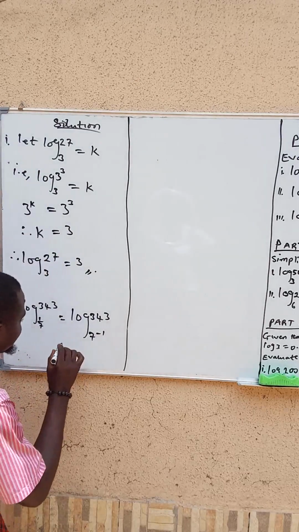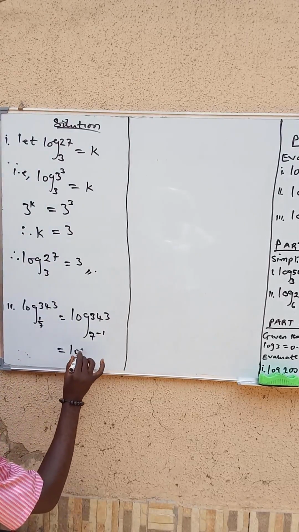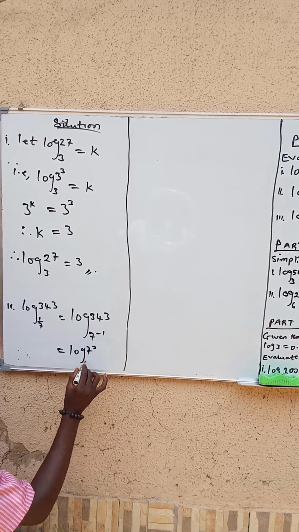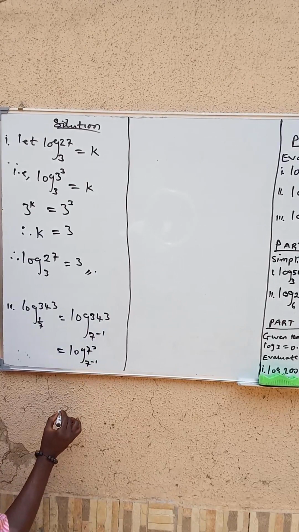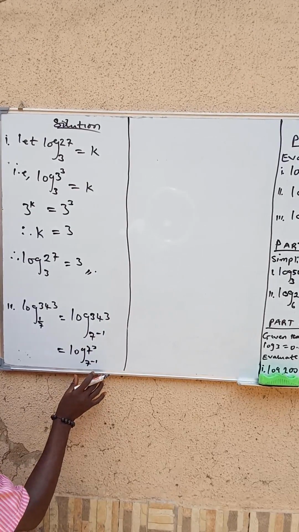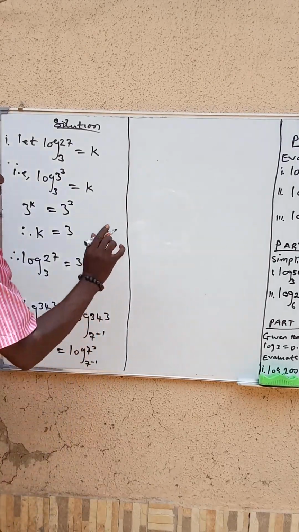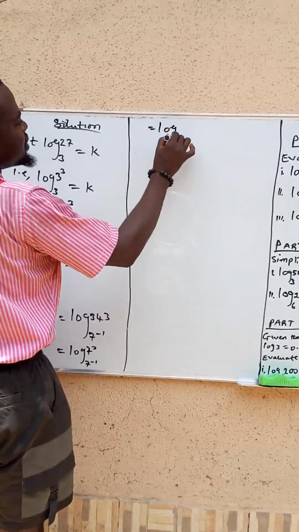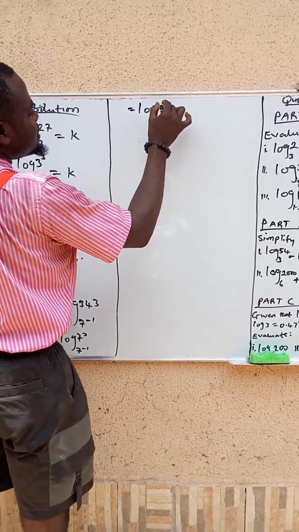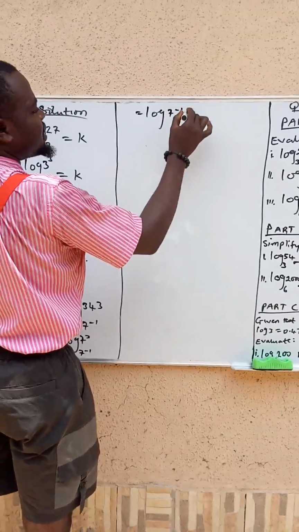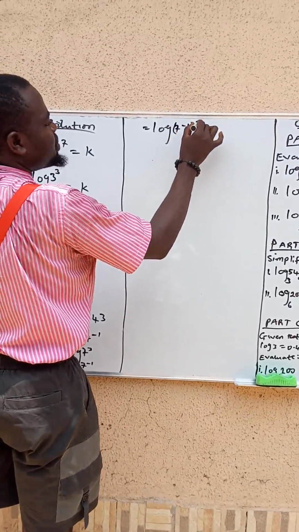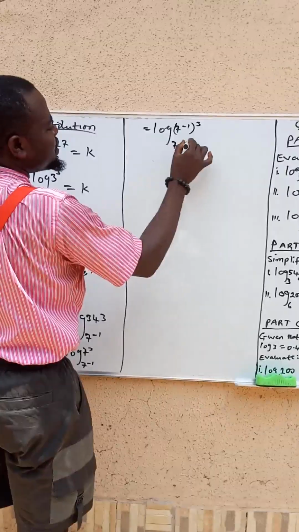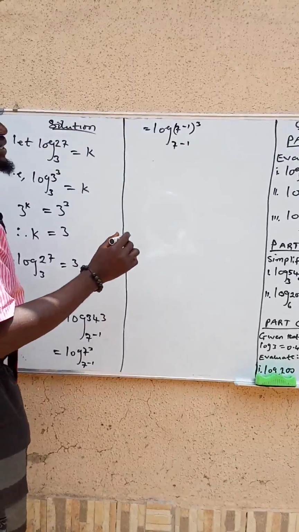I can say that this thing is like this. Log 7 raised to the power of 3, to base 7 raised to the power of minus 1. At this point, I cannot do something here for now. Let me see what I can do. So, look at it here. This is the same thing as what? Log 7 raised to the power of minus 1 to the power of 3, then to base 7 raised to the power of minus 1.